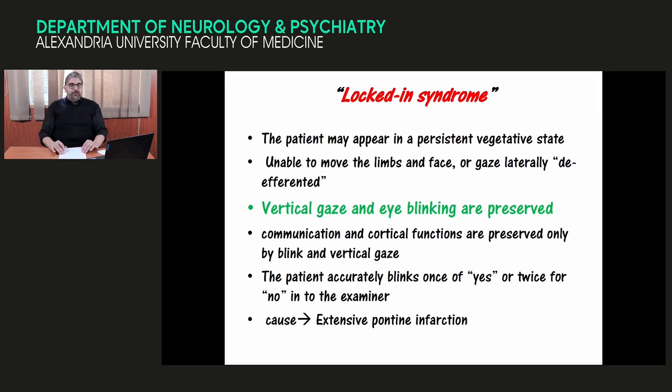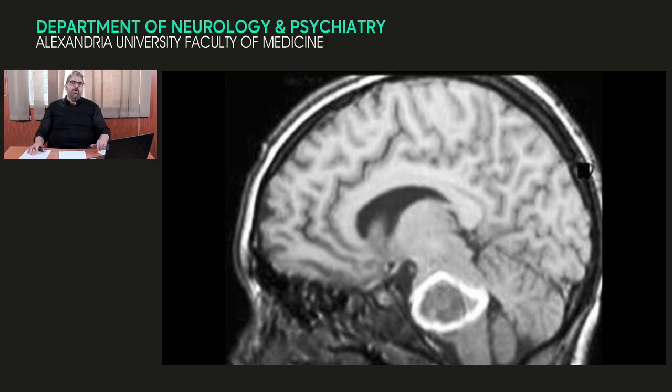The cause of locked-in syndrome is mainly an extensive pontine damage, not infarction alone. Any problem that may cause damage to the pons may cause a locked-in syndrome. Here in this image, there is an extensive hypodense lesion. It means that it is looking darker than the rest of the brain, and this is mostly an extensive ischemic insult affecting the pons, and of course this patient is presenting with what is called locked-in syndrome.